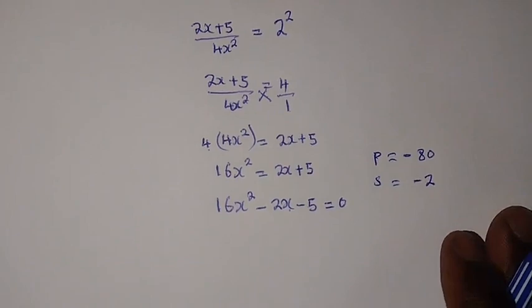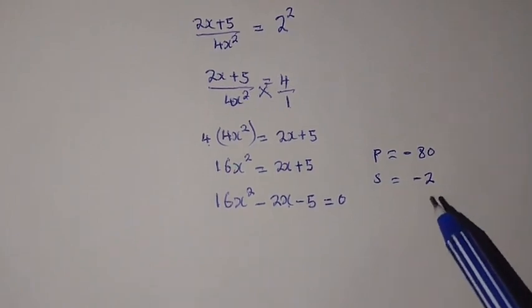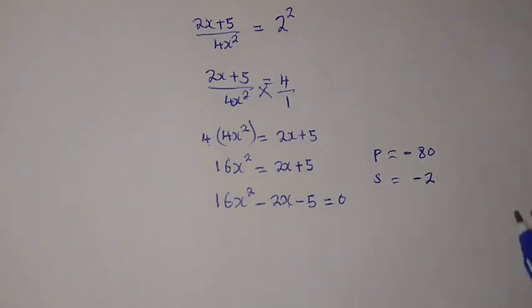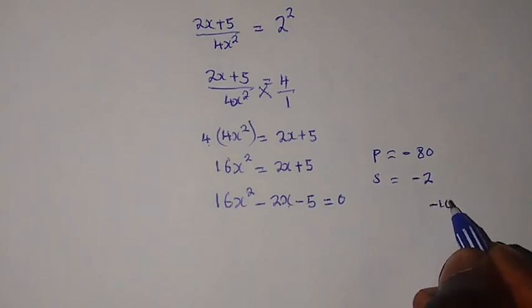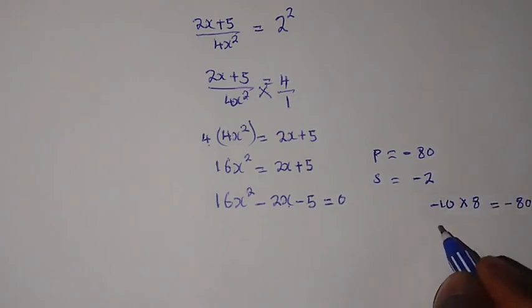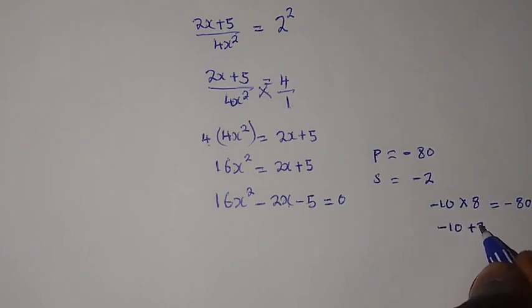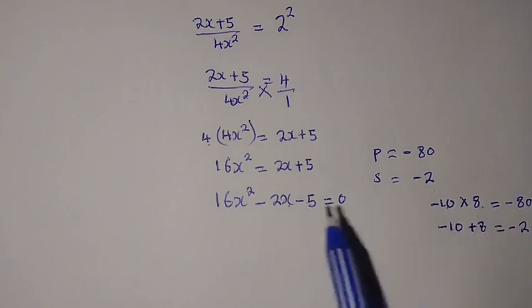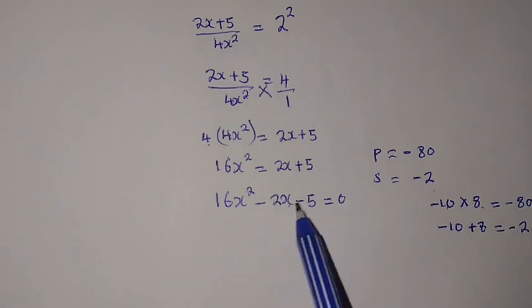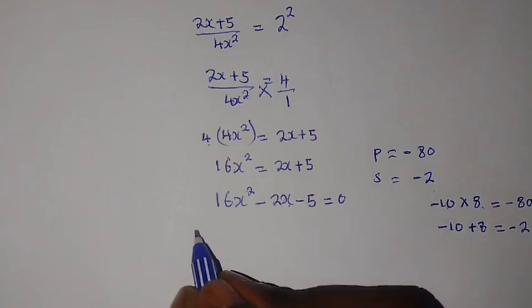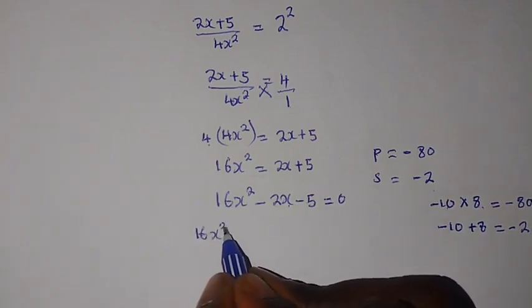So we are going to come up with two numbers such that when we multiply them, we are going to get negative 80. When we add them, we are going to get negative 2. So these two numbers are negative 10 times 8 gives us negative 80. The negative 10 plus 8 gives us negative 2, which is the sum right here. So these two numbers, negative 10 and positive 8, we are going to substitute them on negative 2x here. So we'll maintain 16x² and minus 5 will maintain.